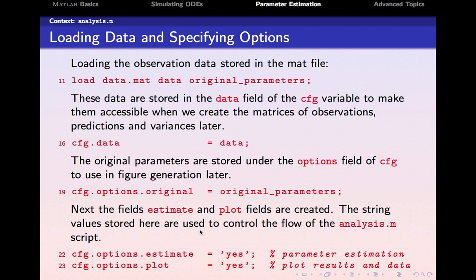Next, what we need to do is set the estimate and plot fields. These are options that I'm creating, and I'm using them to control the flow of analysis.m. They aren't used anywhere except in analysis.m, to control the flow. This allows me to break my estimation and my plotting up into two different chunks. If the field estimate is set to yes, then it's going to perform the parameter estimations, and we'll see how that works in a minute. And if the field plot is set to yes, then it will plot the data for me.